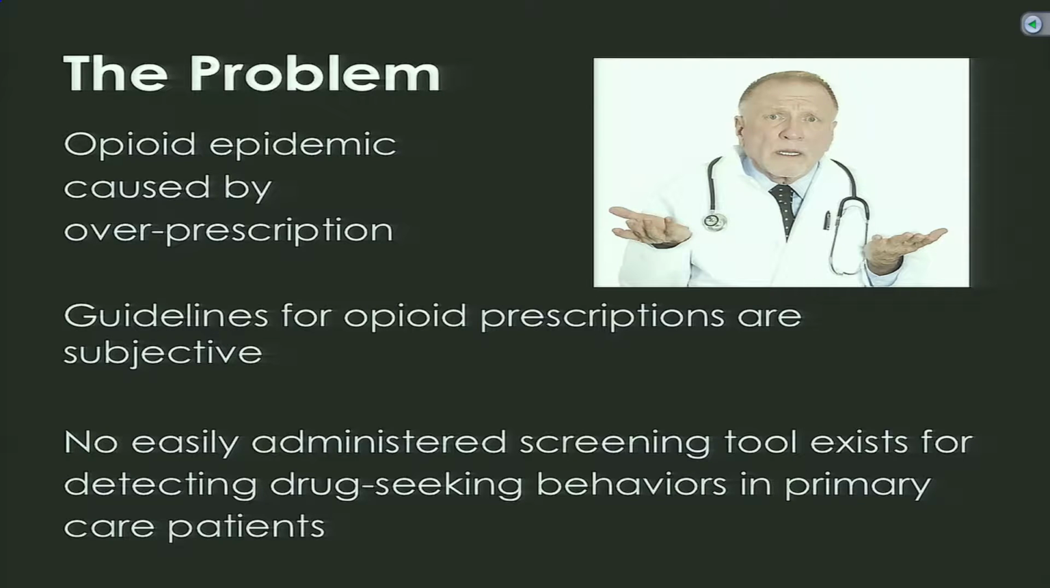We've all heard about the problems specifically facing the United States of this opioid epidemic that's contributed by overprescription of drugs. Currently, there are guidelines available, but they are subjective, and because pain itself is subjective, this contributes to a larger problem. Currently, there's no existing tool for physicians to determine who is a patient that truly needs these opioid prescription drugs versus people who are just seeking drugs for recreational behaviors.